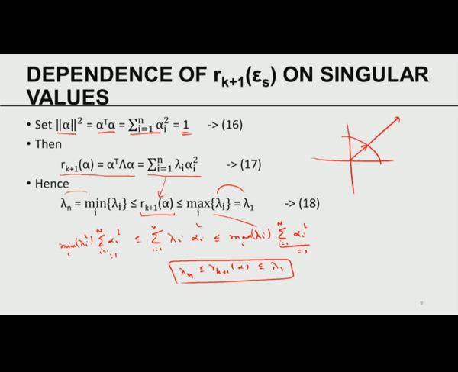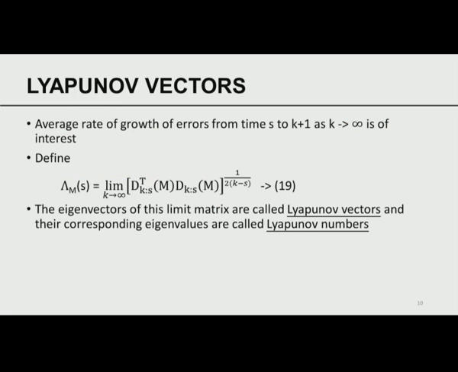So this is a very nice treatment of the analysis of the Rayleigh coefficient. Now what are we interested in? We are interested in determining what is called the average rate of growth of errors from time s to k plus 1 when k goes to infinity. That is of interest. Let us look at this. Why are we interested in the average growth of errors?